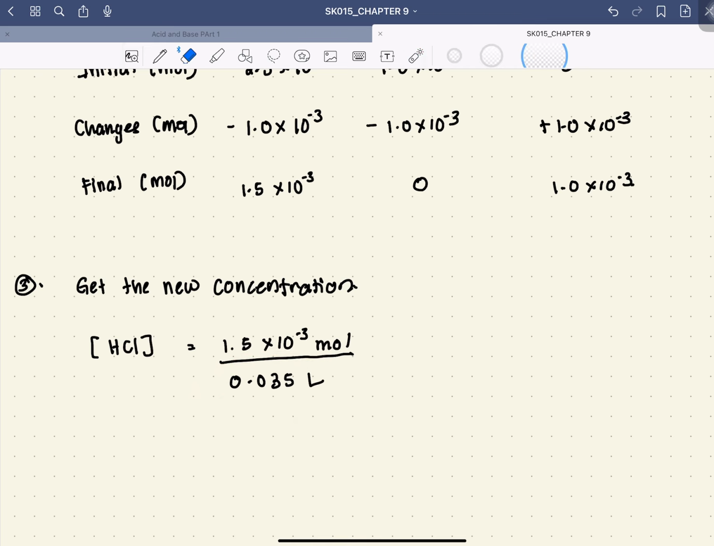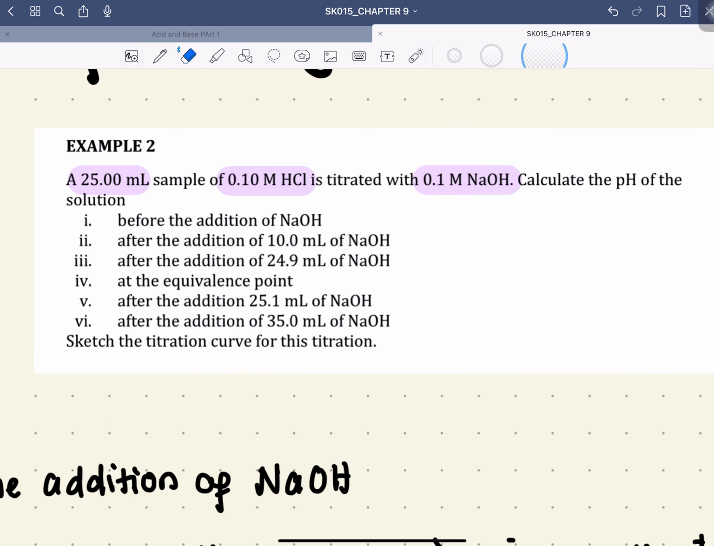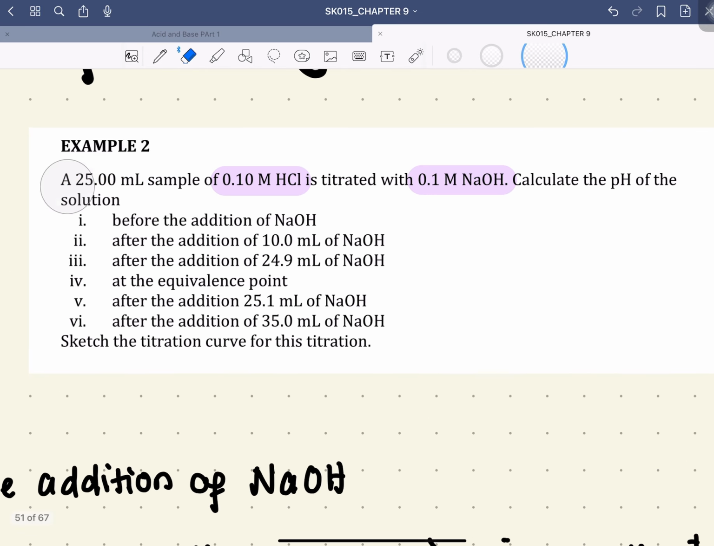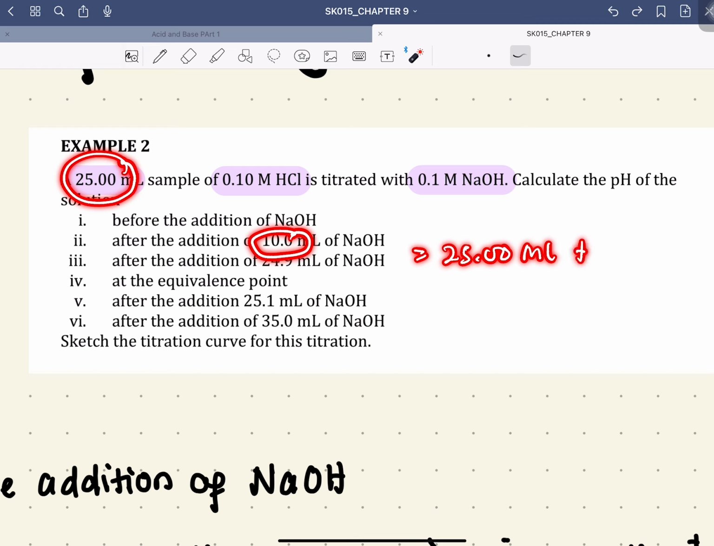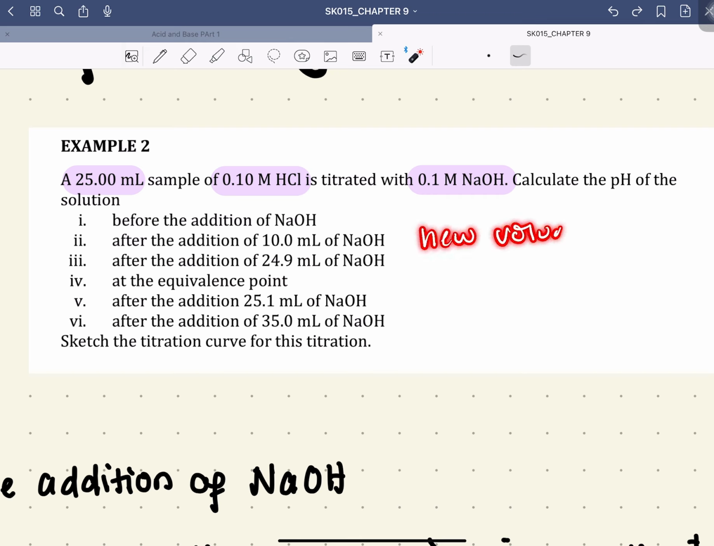In case you are wondering, why is it 0.035? Why is it not 25 now? You need to go back to the question: we are having 25 ml, and after that we add another 10 ml. So when we are talking about the new concentration, the volume is a new volume, which is 25 ml added with 10 ml. New volume, of course, will give you new concentration.